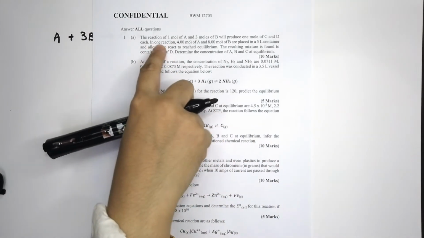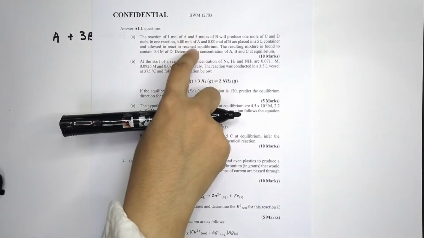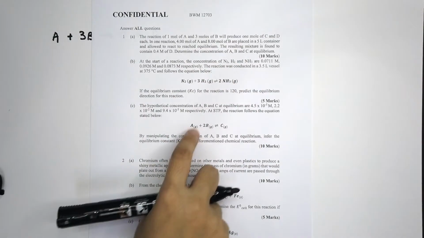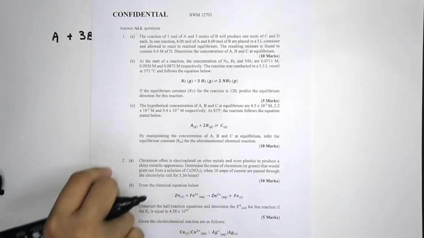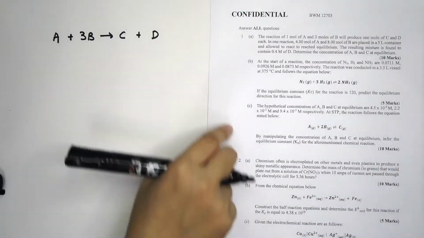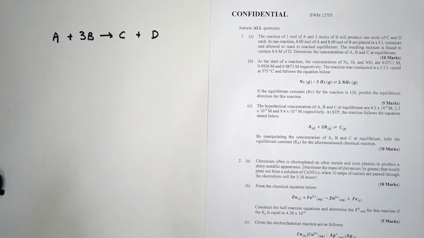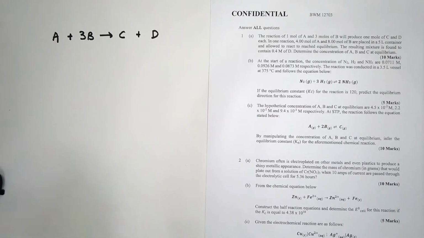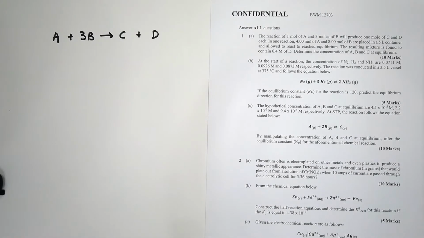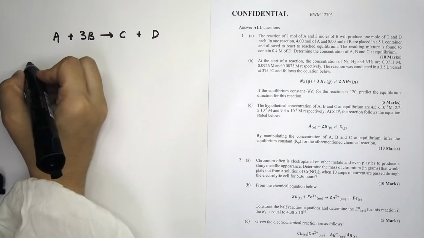It states here that in one reaction, 4 mole of A and 8 mole of B are placed in a 5-liter container. So when you want to answer this kind of question, instead of using the number of mole, you should calculate the molarity of the substance. Then only you can use that to put it in your ICE diagram. So now we are going to calculate the molarity.